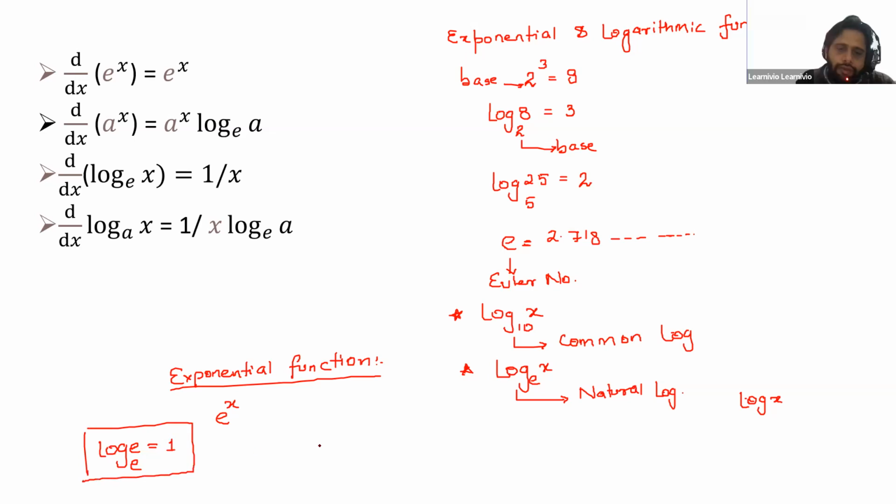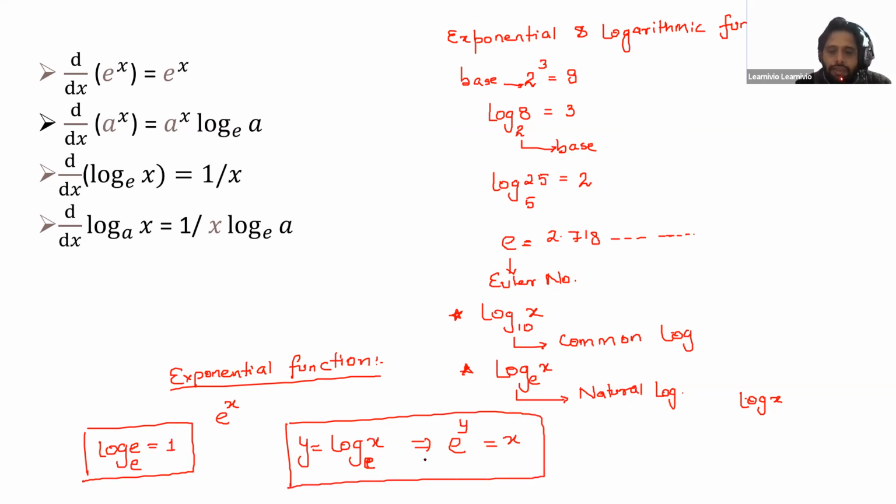Now, if we have y is equal to log x, there is no base written, so that means e. So we can write that what should be the power of e so that we will get x. So we can say e to the power y is equal to x. So the exponential function and the logarithmic function are related to each other by this relation. If we have y is equal to log x, then e to the power y is equal to x.